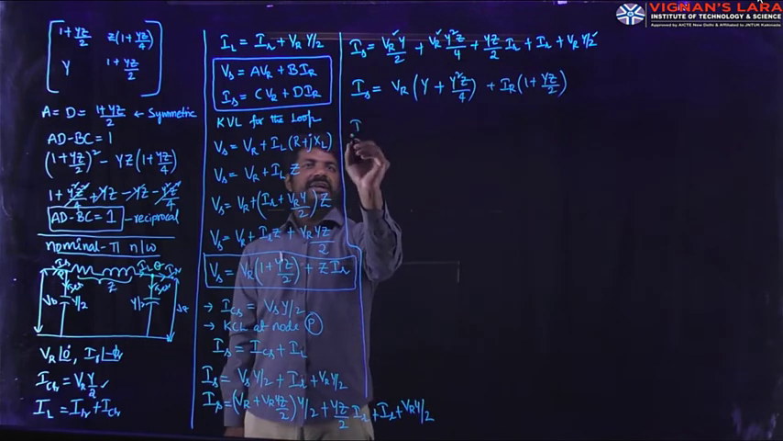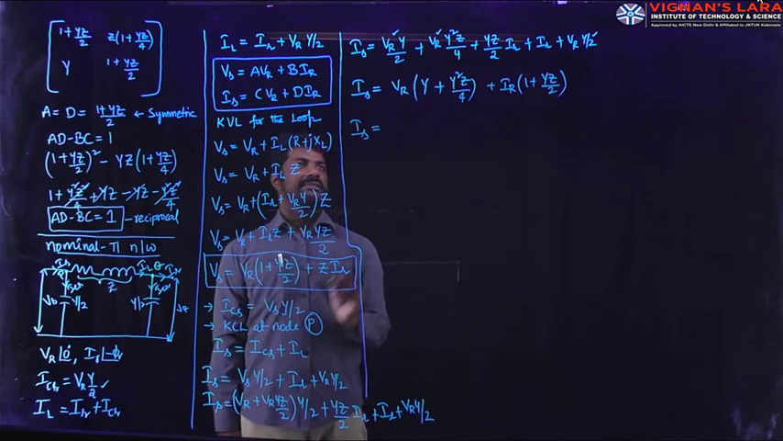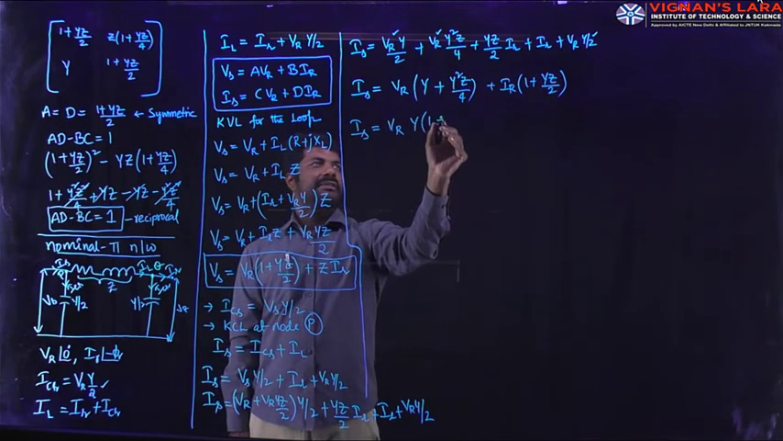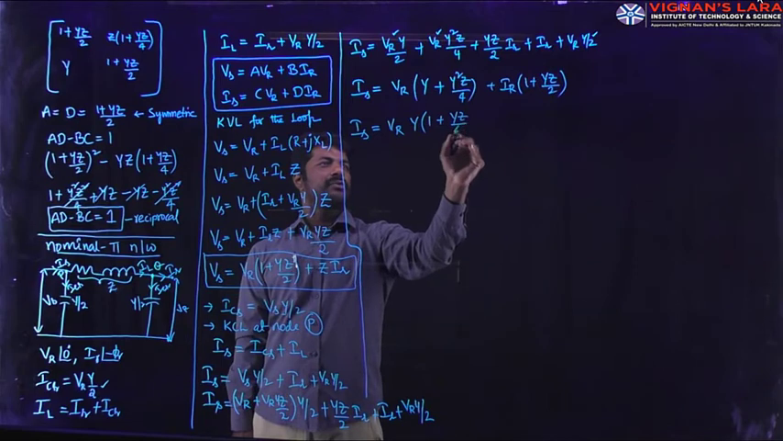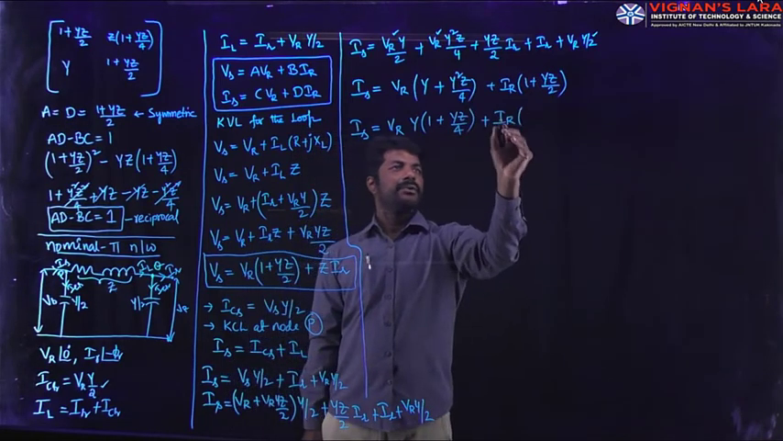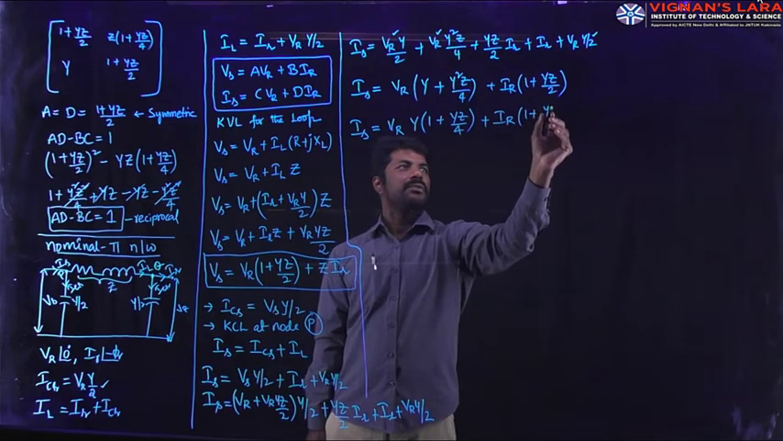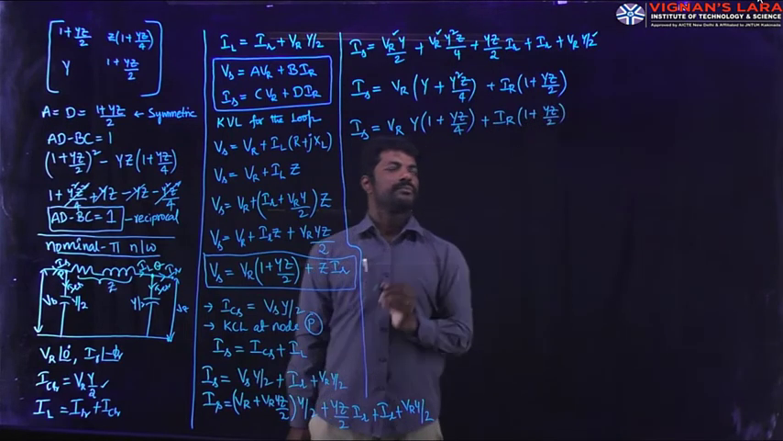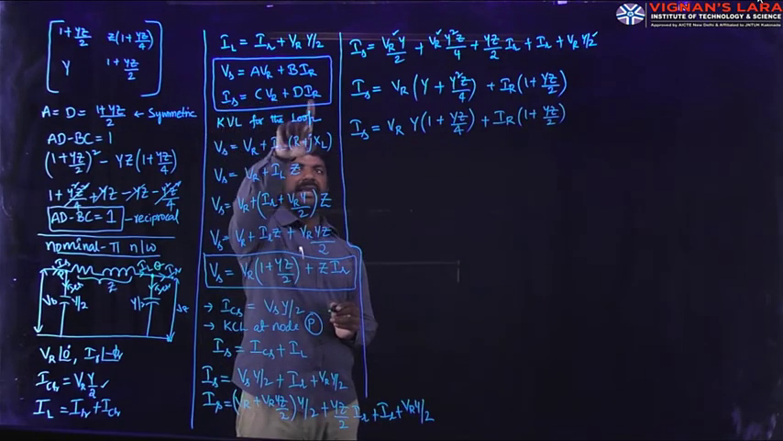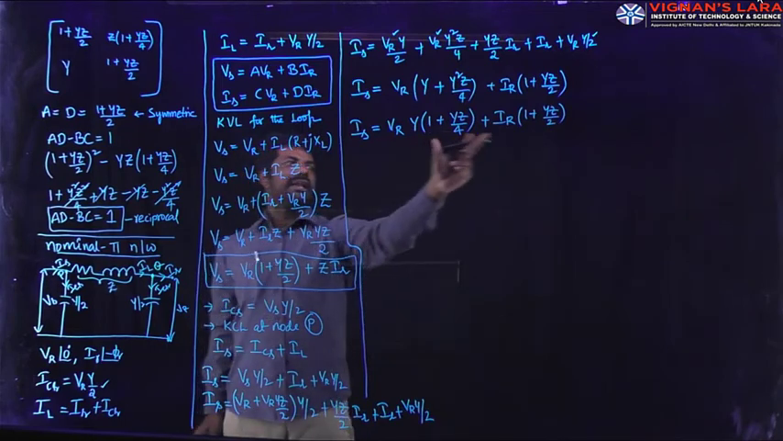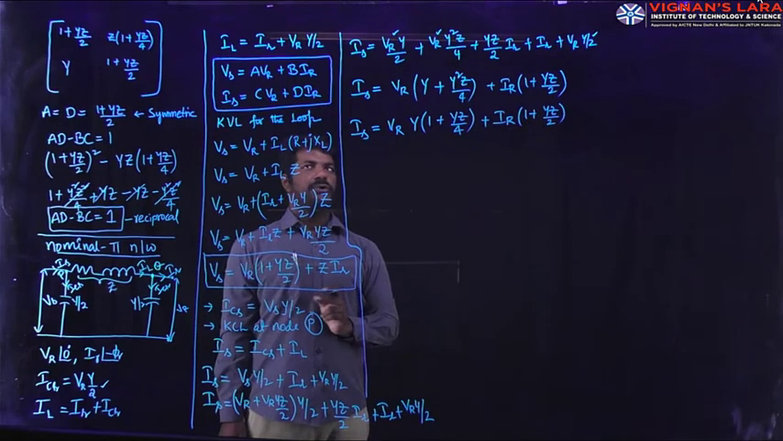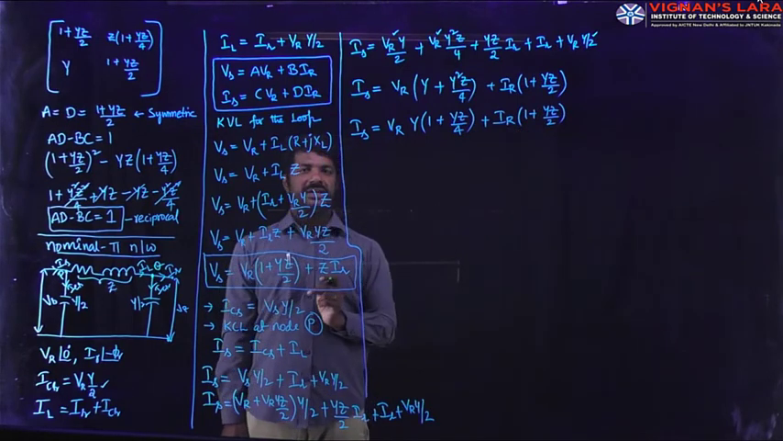For further simplification, you can write the same thing as Is is equal to VR, taking y as common, then I get 1 plus yz by 4, plus IR into 1 plus yz by 2. So it is in the form Is is equal to CVR plus DIR, where in the place of VR and IR, the coefficients are C and D. C value is y into 1 plus yz by 4 and D is equal to 1 plus yz by 2.